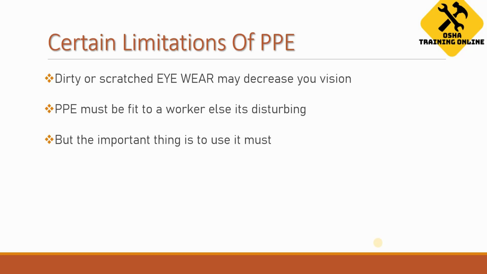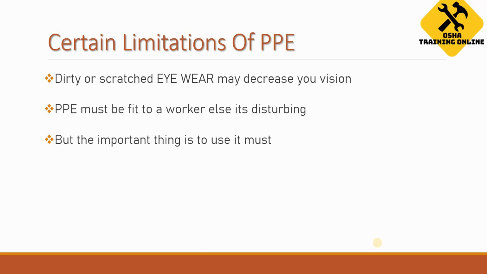The next important thing is the PPE must fit the worker, else it's disturbing. For example, if a person is wearing goggles or hi-vis or using shoes or gloves and they do not fit the worker, then it's disturbing and they will not work properly. For example, if gloves are really large and a person's hand is small, then he will not be able to work properly or operate a machine. But the important point is that you must use PPE. It is important to use it.